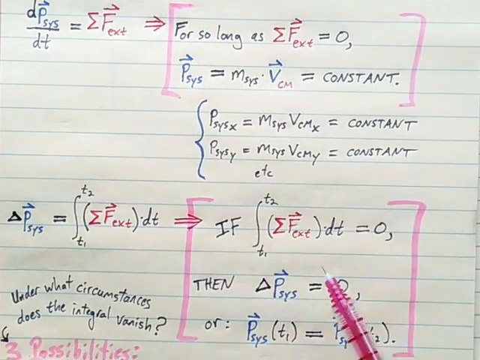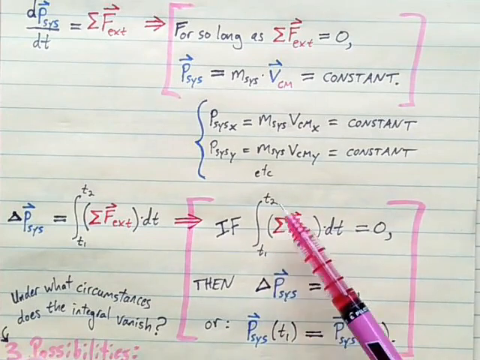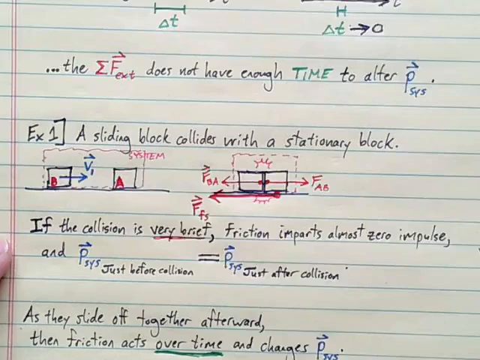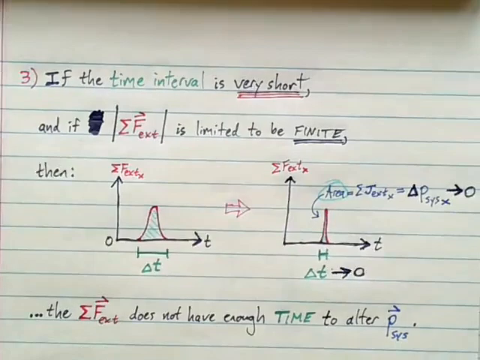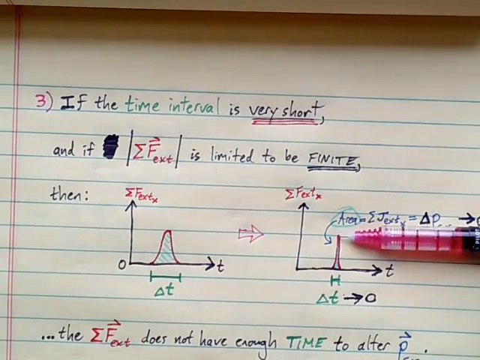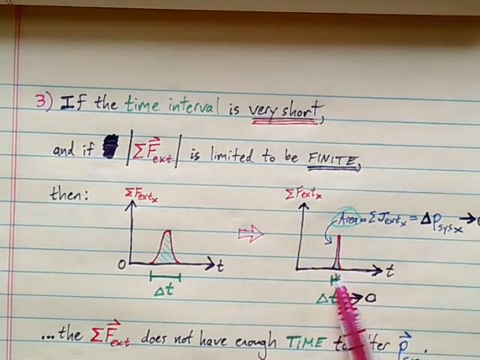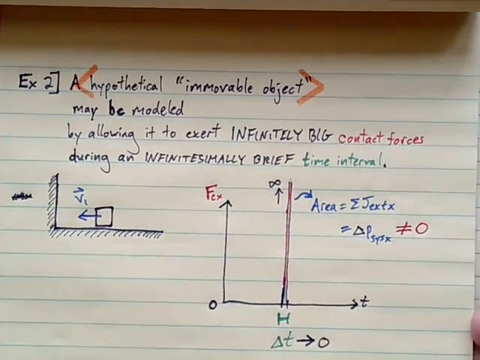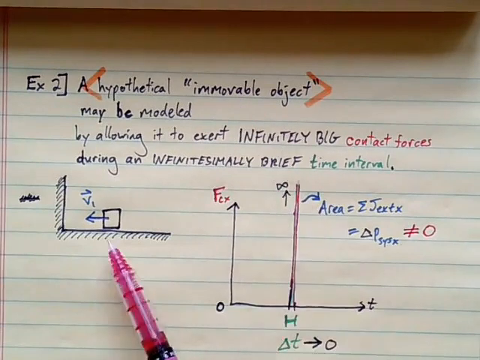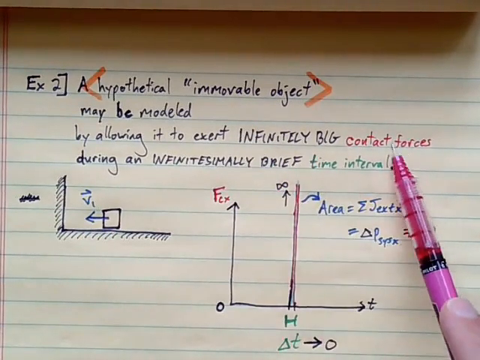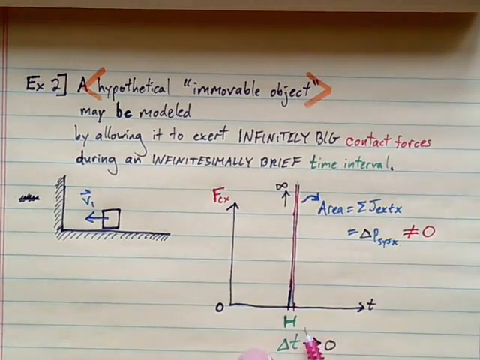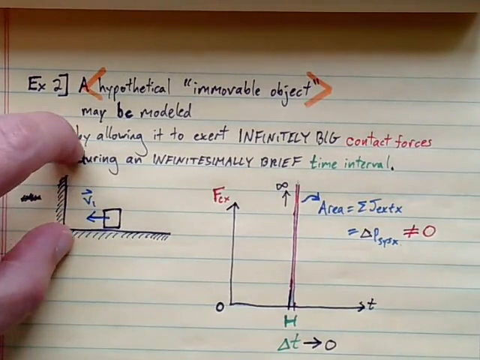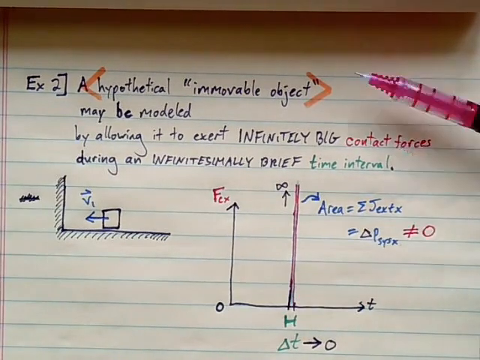And that might make us think that this integral could vanish if our delta t shrunk to 0, like we were looking at here. But the difference between example 1 with friction and example 2 with the wall is that in example 1, friction was capped at a maximum value, limited to be finite here. So as delta t shrunk to 0, the area under the curve shrank to 0. With the wall, on the other hand, our hypothetical immovable object, it could potentially exert infinitely big contact forces, a contact force that is not capped. So as delta t shrinks to 0, in order to prevent that wall from moving, from budging even a millimeter, this force could jump all the way up to infinity.